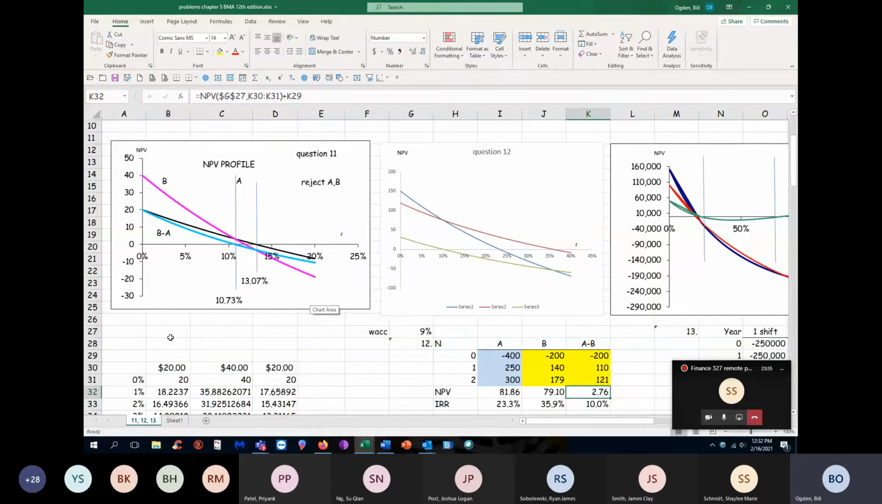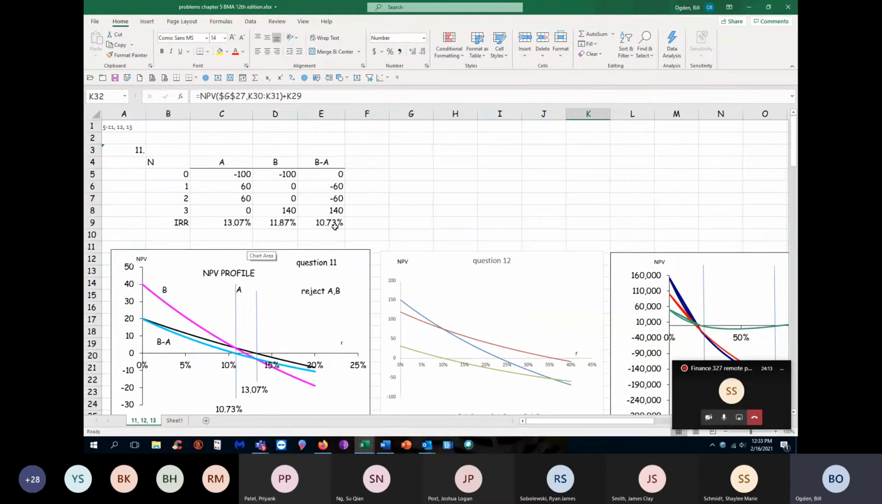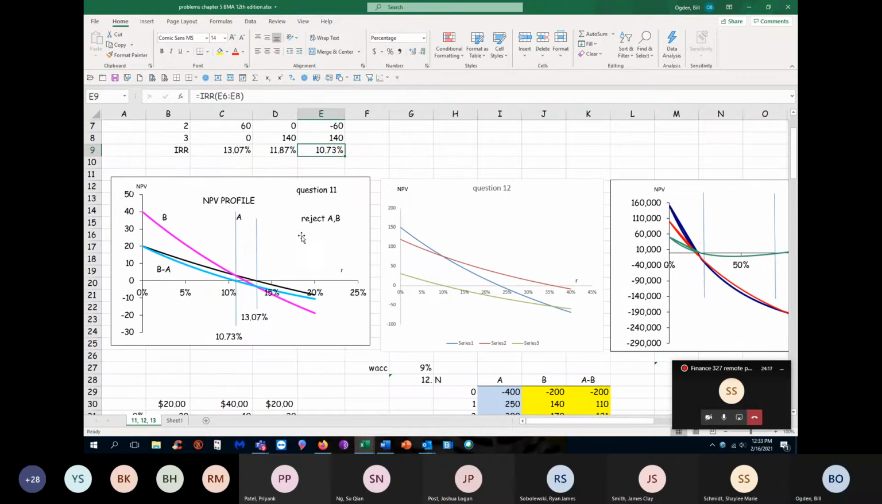This is problem 11, and you can see that the crossover rate, where we move from favoring one project to the other, is 10.73%, which is also the IRR of the differential cash flows.